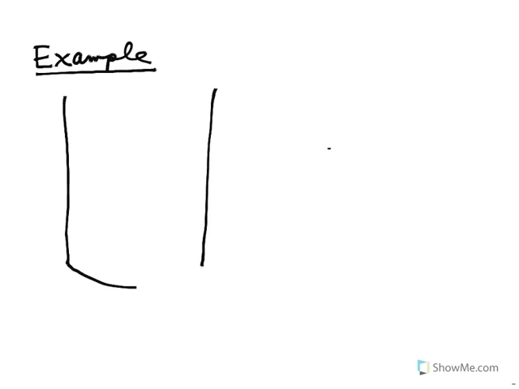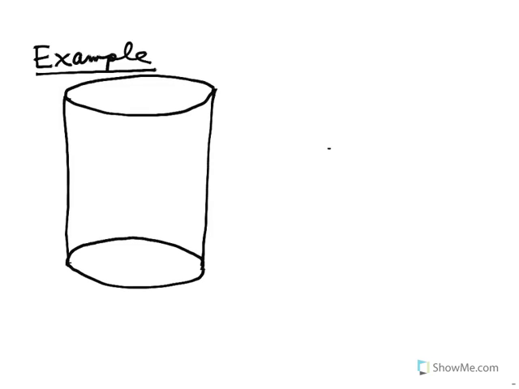So a helix is essentially a string, if you want to think of it, or a track that is wrapped around a cylinder. So when you take a cylinder and you wrap a string around it at an angle, you get a helix. And this is what a helix looks like.